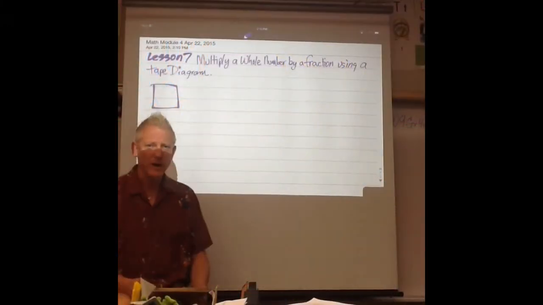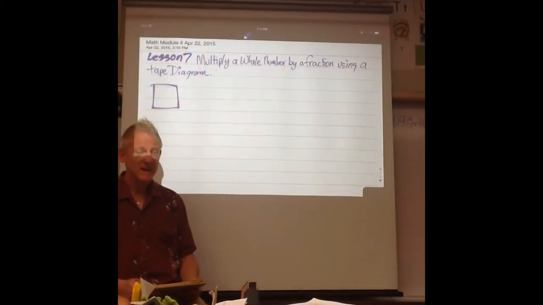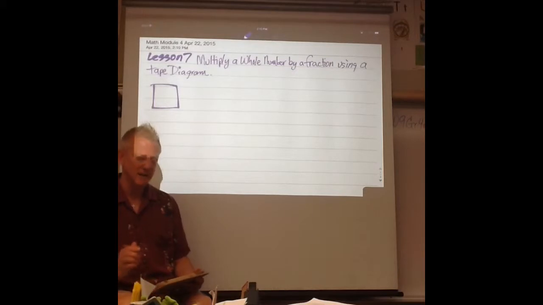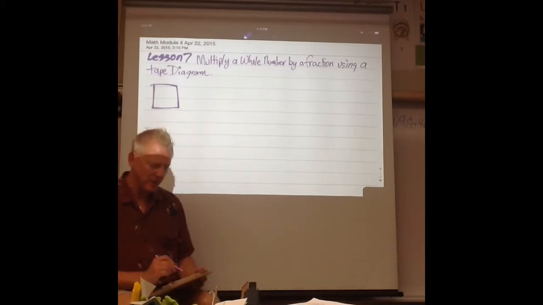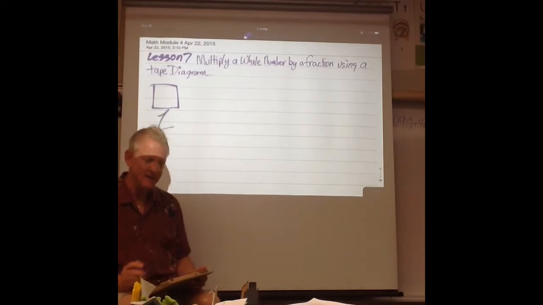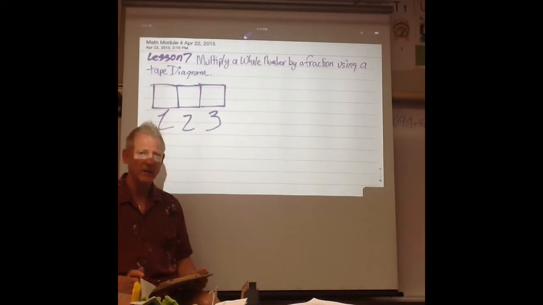Welcome back to math. We're on Module 4, Lesson 7: Multiplying a whole number by a fraction using a tape diagram. A tape diagram may sound a little funny, but just go with me on this. What we have here is one box, right? Well, if I put another one onto it, what do I have now? 2. And what if I did another one? I would have 3 boxes.